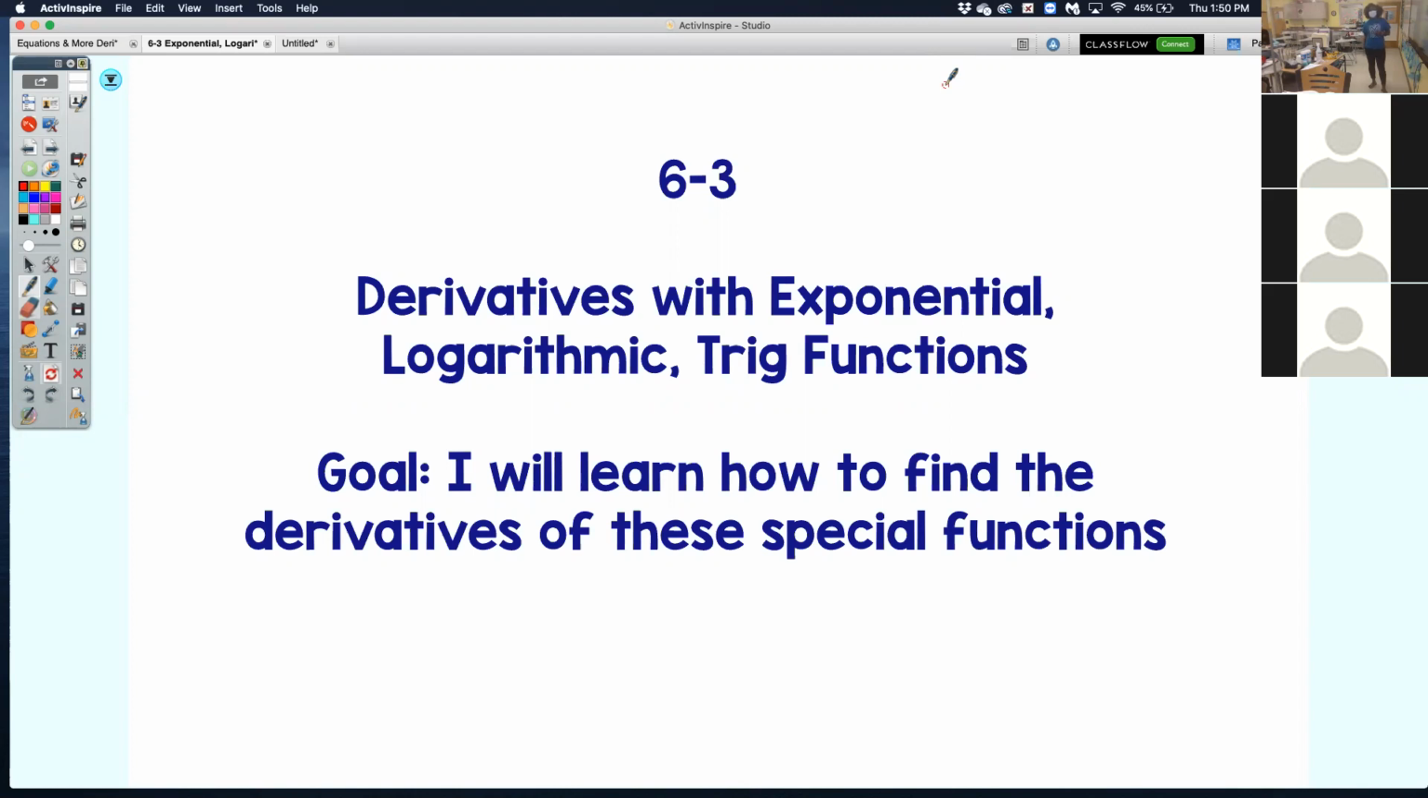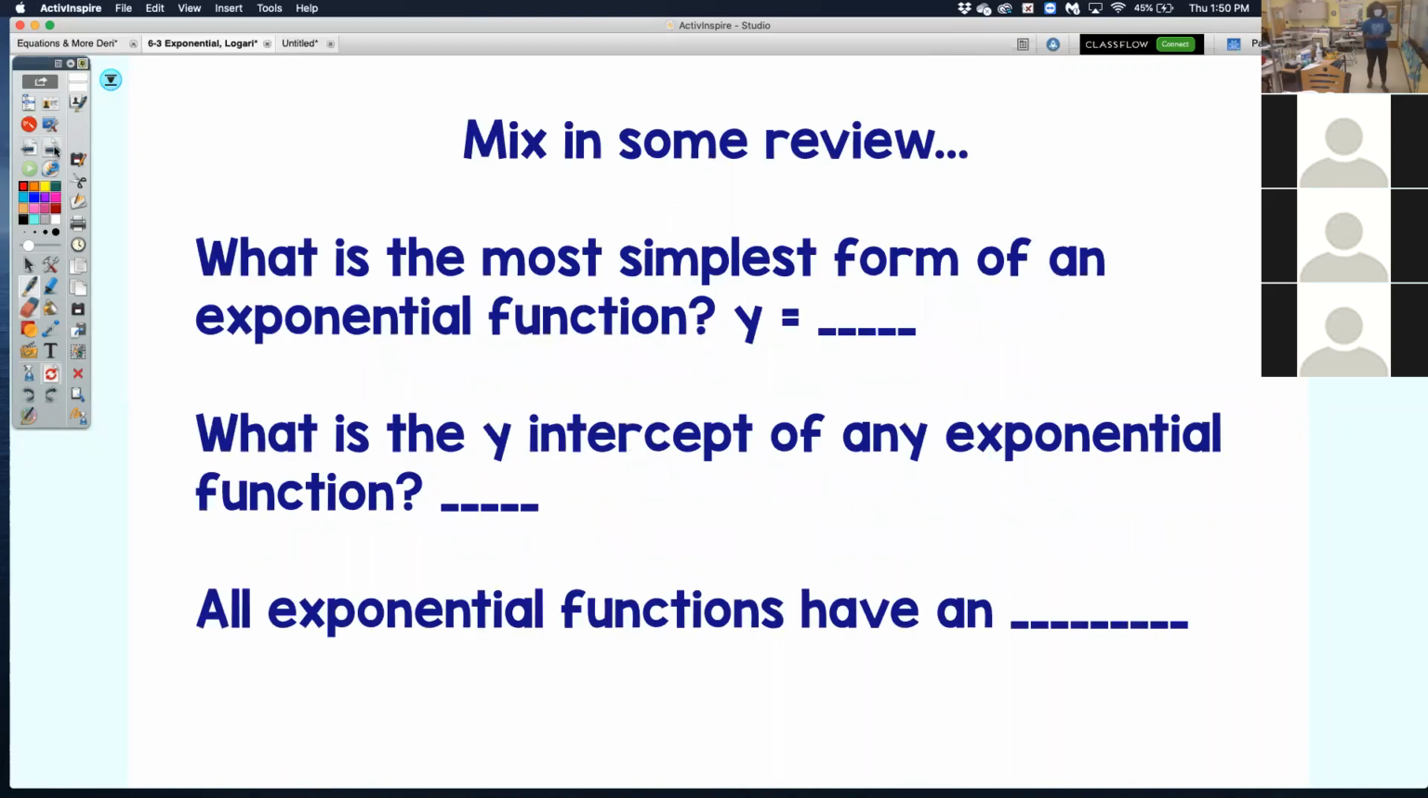I do believe every single one of these is in your reference booklet, minus maybe one or two that I have up here, but I've only put them up here just to make sure that you have them physically, or that you can visually see them. So let's start by reviewing just a little bit of exponential functions.